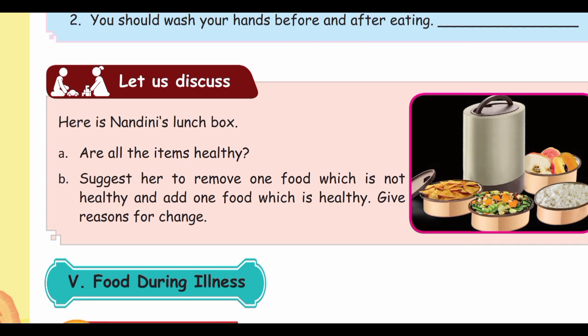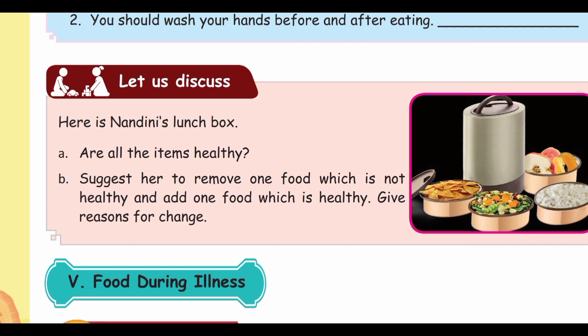Let us discuss. Here is Nandini's lunch box. Are all the items healthy? So in the picture they have given 4 items here. Okay, we have to find whether all the items are healthy or not. So first box they have given fruits. So it is a healthy item.